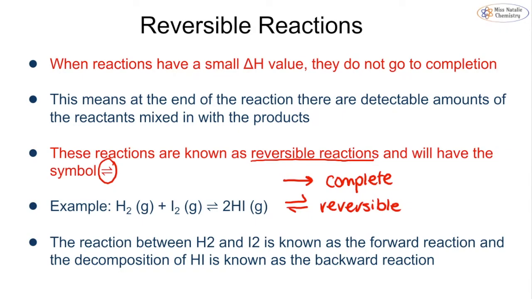So an example would be the reaction between hydrogen and iodine to give you 2 moles of hydrogen iodide. The reaction between the hydrogen and the iodine going that way is known as the forward reaction, and the decomposition of the hydrogen iodide, going back to the hydrogen and the iodine, is the reverse, or sometimes the backwards reaction. So if we were to take a sample of this, we would have a mixture of our product as well as our 2 reactants.